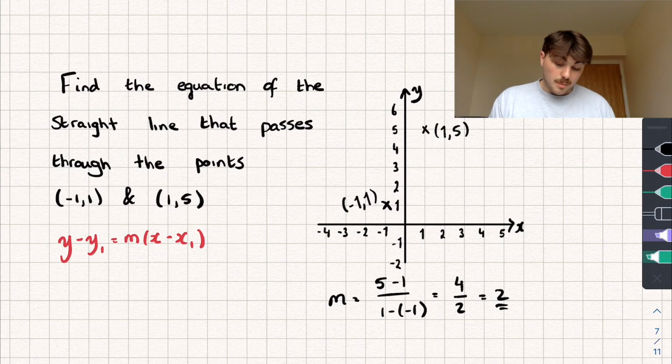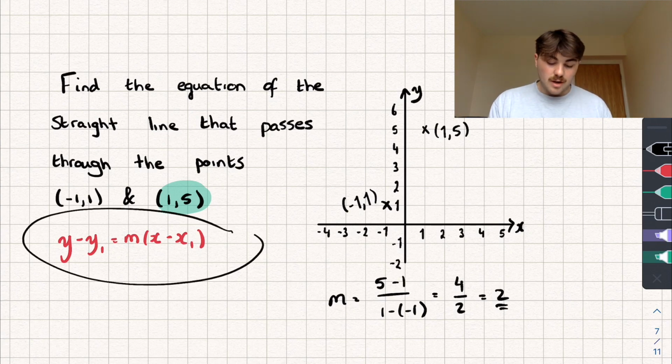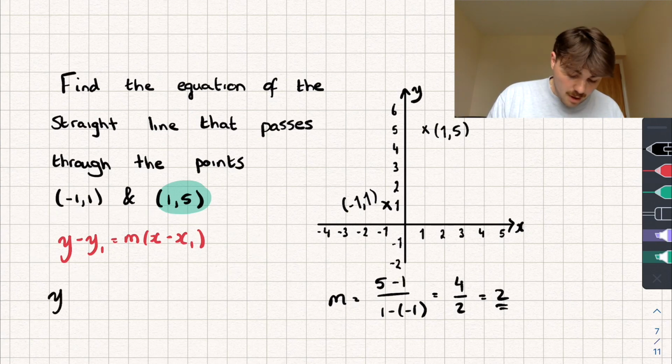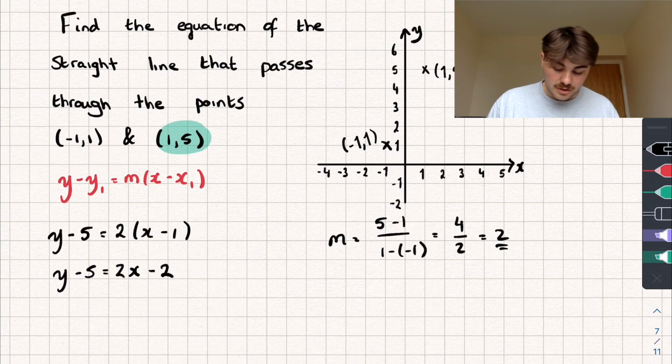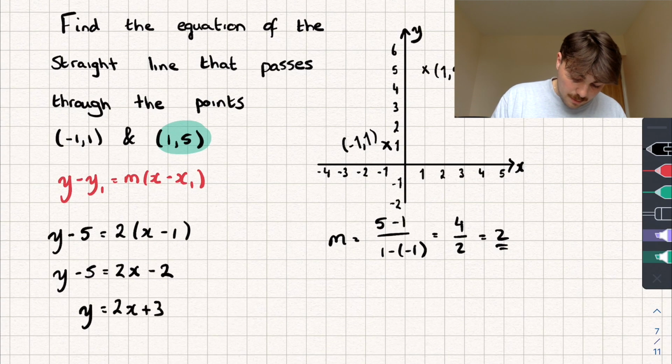Now, we just need to pick one set of coordinates. So I'll pick this one again because they're positive numbers. They'll be nicer to work with. So 1, 5. And let's substitute everything into this equation in red. So y minus our y coordinate, which is 5, is equal to our gradient multiplied by x minus our x coordinate, which is 1. So now expand and we get y minus 5 is equal to 2 times x minus 2. Let's now add 5 to both sides and we get y is equal to 2x plus 3.